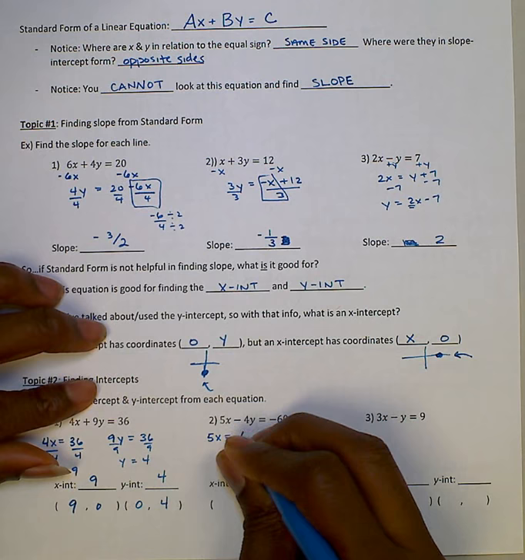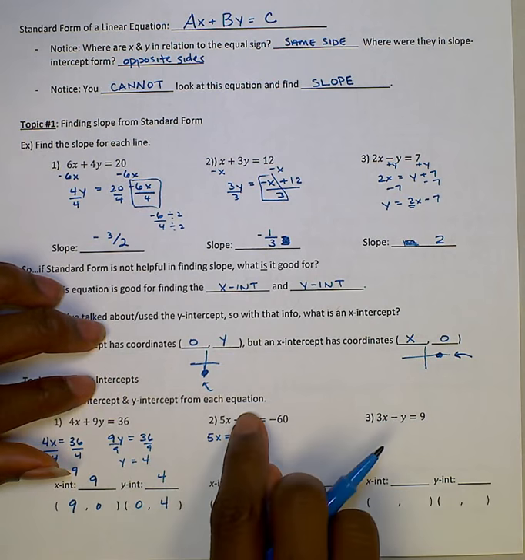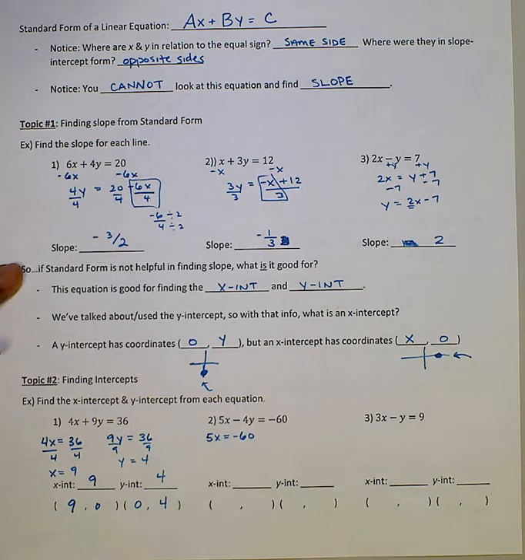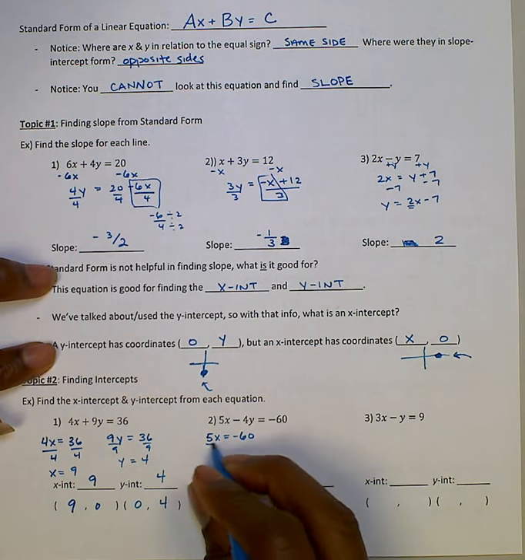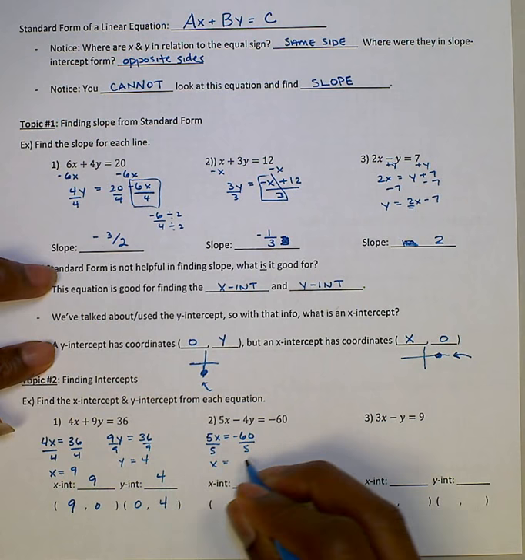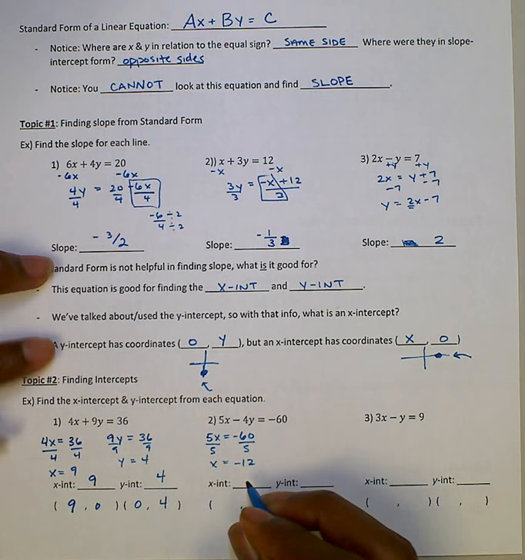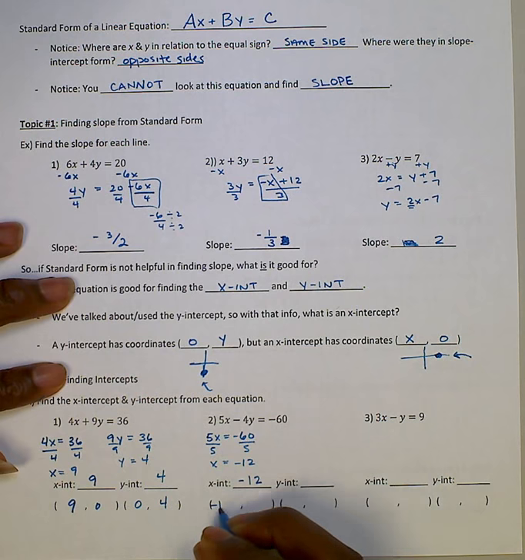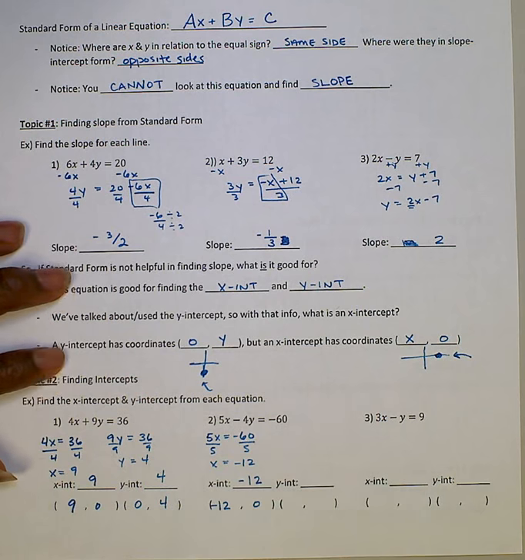equals negative 60. You see how I covered that up? Covered up the y, I rewrote the equation. And now I solve for x. Divide by 5, divide by 5, x will equal negative 12. And so my x-intercept is at negative 12, or at negative 12, 0. And I can do the same thing with y.